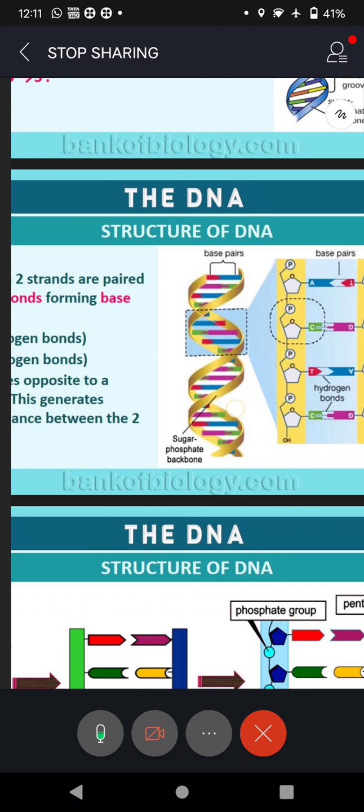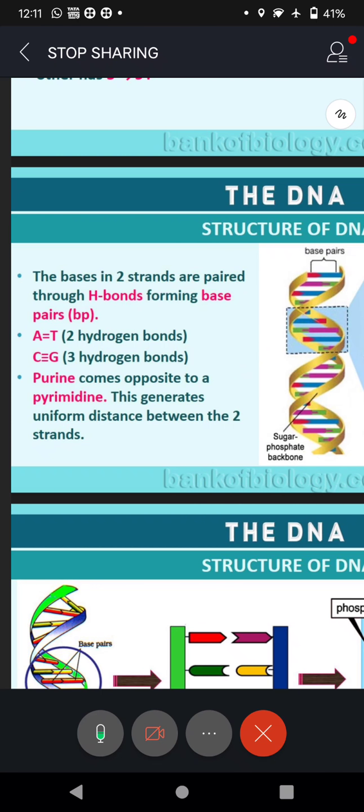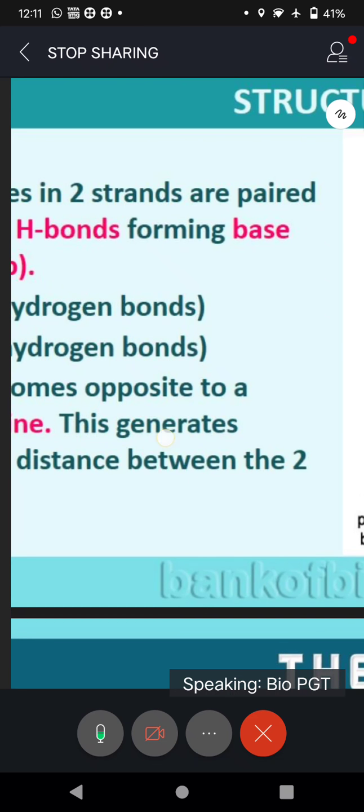And now further you can see the base pairs. The bases in the two strands, of course you know, are connected with hydrogen bonds. Again, hydrogen bond is a weak bond, as all of you know. The base pair is abbreviated as BP. And how are these attached? Nitrogen bases are attached with a specific number of bonds, and the bonding is hydrogen bonding. Now look at that. This also you must know.